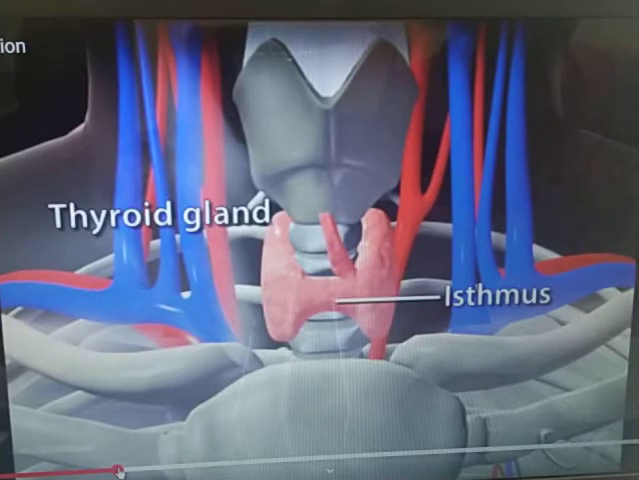Besides containing blood capillaries, the stroma contains small clusters of specialized parafollicular cells. That means the stroma is present, but besides that there is also another cell type, which is called the parafollicular cell or C cells.